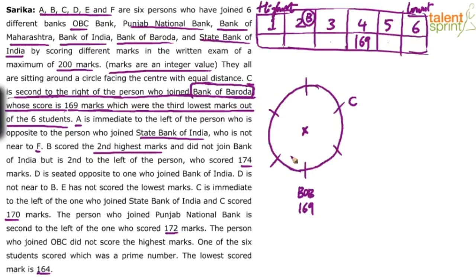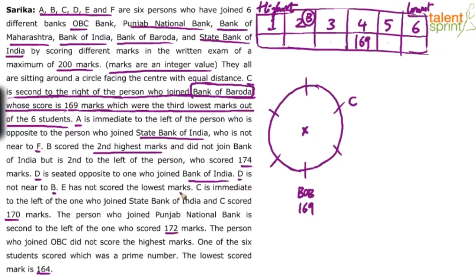We are looking for something which connects with any one of these three. D is seated opposite to the one who joined Bank of India. Again, not useful. D and Bank of India have not been used so far, right? D is not near to B. Again, this also will not be useful.